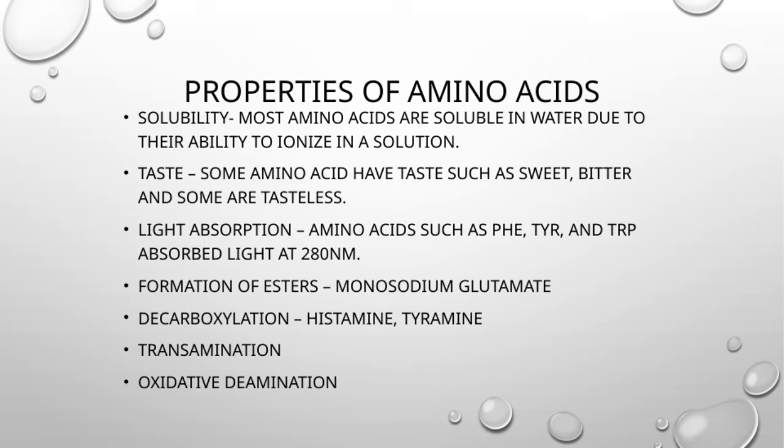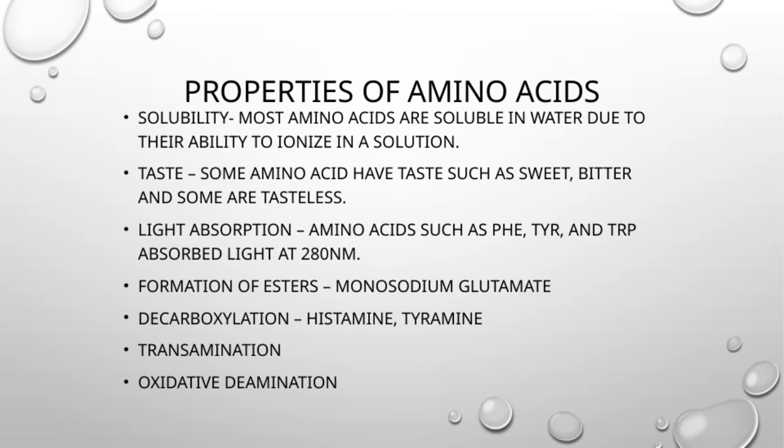Moving on to light absorption, certain amino acids such as phenylalanine, tyrosine, and tryptophan can absorb light at 280 nanometers. This property is useful in spectroscopic studies, helping us quantify and analyze proteins in a solution.